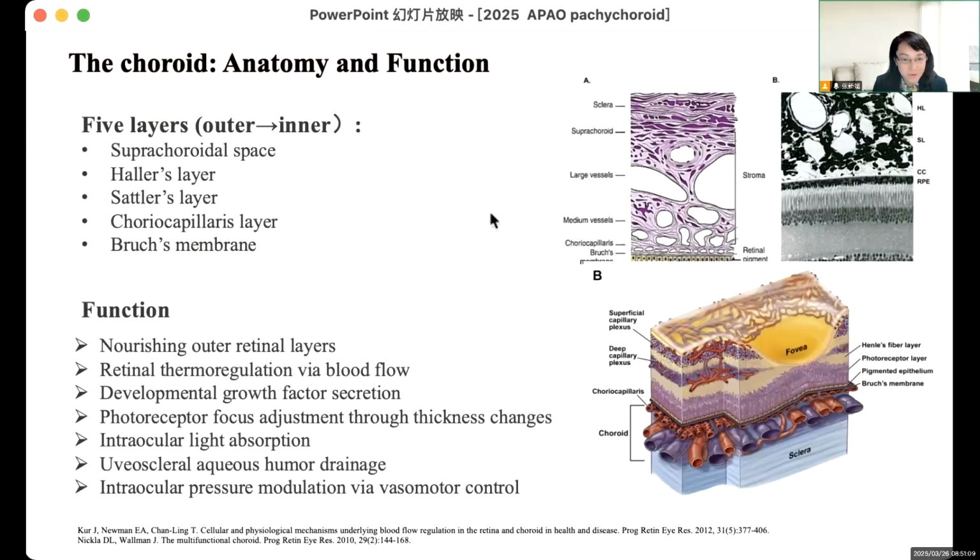First, let's review the anatomy and function of the choroid. The choroidal capillaries, Sattler's and Haller's layers, which are among the 5 choroidal layers, are indeed rich in blood vessels and play critical roles in supplying nutrients and oxygen to the retina and surrounding tissues.